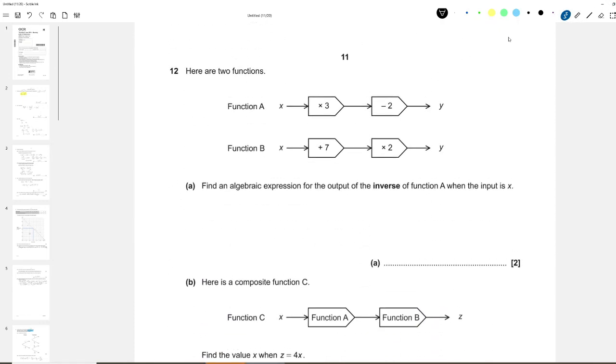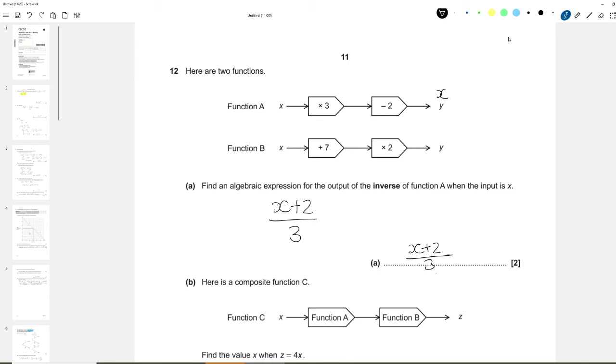Here is question 12. Now this is a function machine. Here are two functions, function A and function B. Find an algebraic expression for the output of the inverse of function A when the input is x. So with function A, if the input was x, I need to work out the inverse, so going backwards. So I need to do add 2, so x plus 2, then divide it all by 3. Carefully to divide it all by 3. So my answer would be x plus 2 over 3.